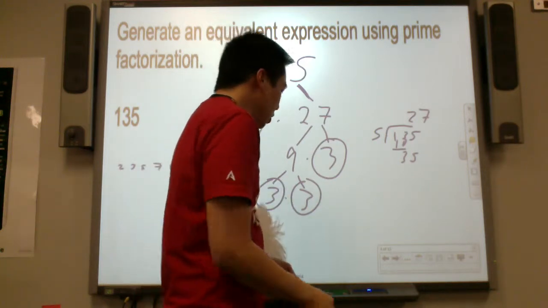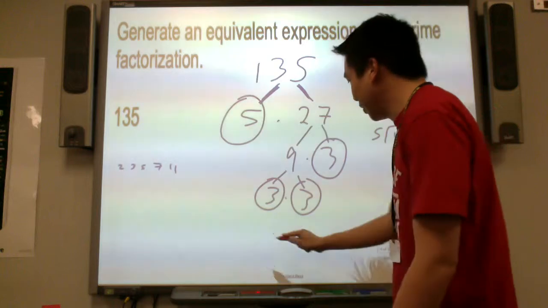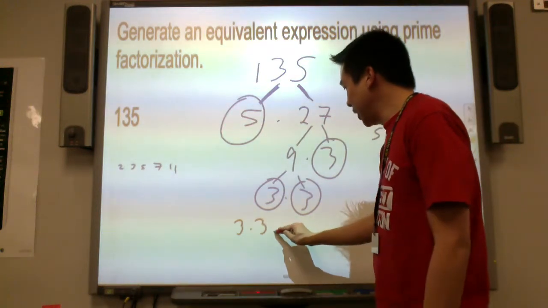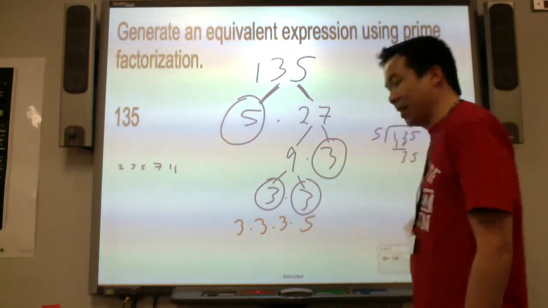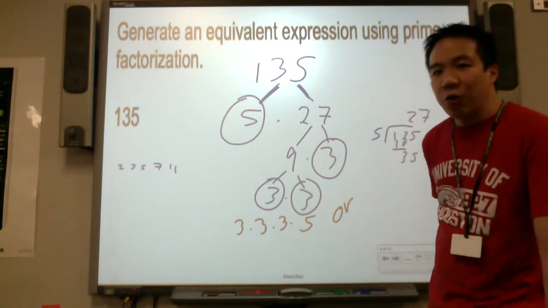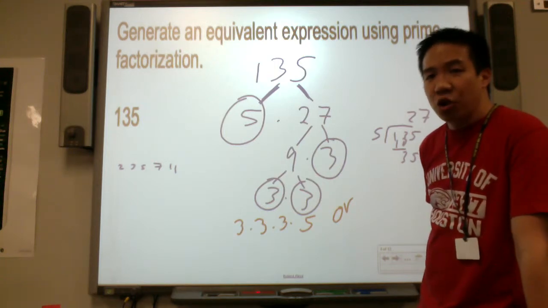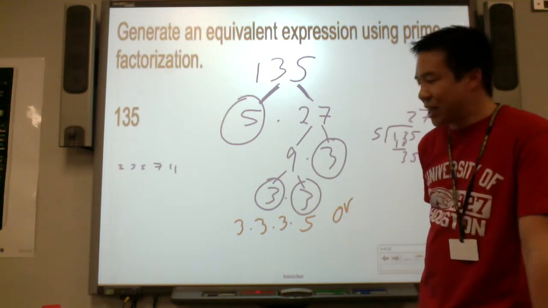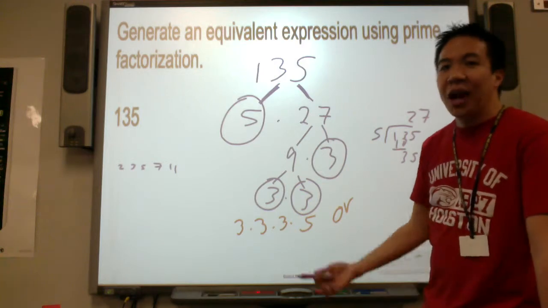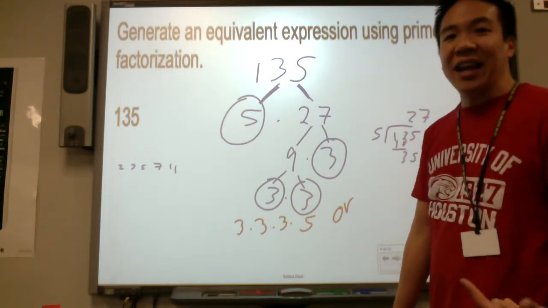So what prime numbers make up 135? 3 times 3 times 3 times 5. That is a very good answer. I like that answer. In 5th grade, that would have sufficed. However, in middle school, I need you to write it with exponents. I do not want to repeat this over and over. I'm lazy. There must be another way to write this as an equivalent expression.